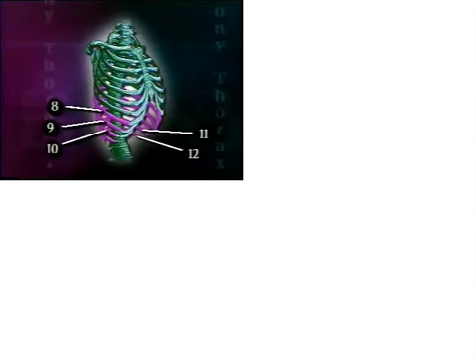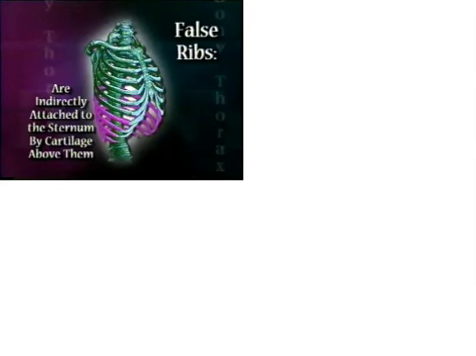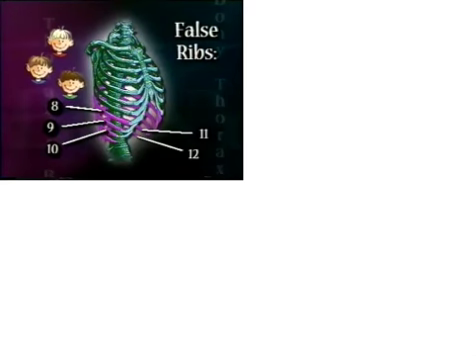The last 5 ribs are known as false ribs. The false ribs are indirectly attached to the sternum by cartilage located directly above them. They are also as wily and dishonest as the pickpockets from the musical Oliver.